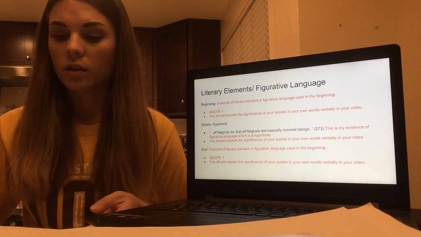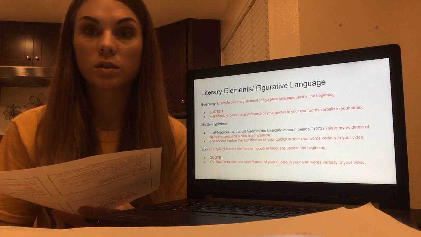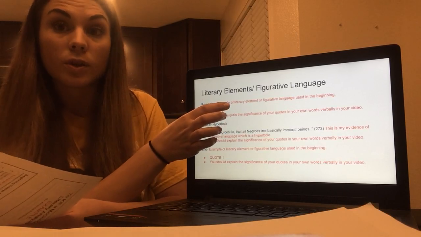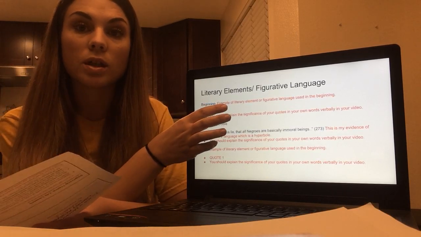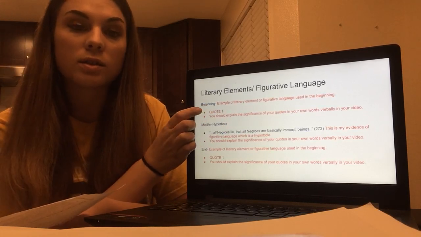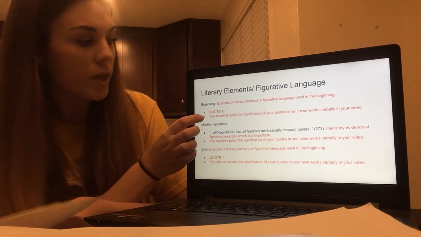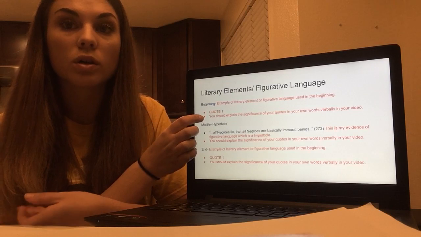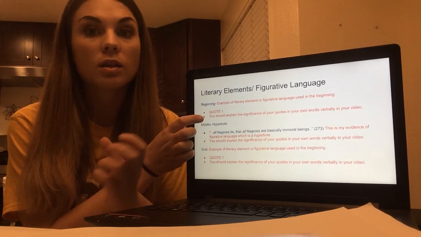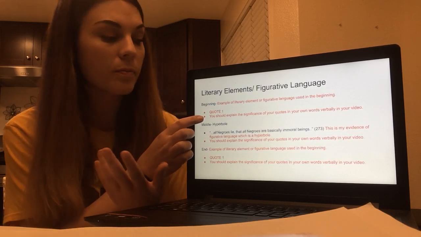Okay. So then we are skipping over to literary elements such as figurative language. Beginning, you would tell your example. So say I found a simile at the beginning. I would say this is an example of a simile. I would tell the exact quote from the text that is the simile, and then I'd explain in my own words why I chose that simile to represent the beginning of the story. So why was it important? What does it really mean?